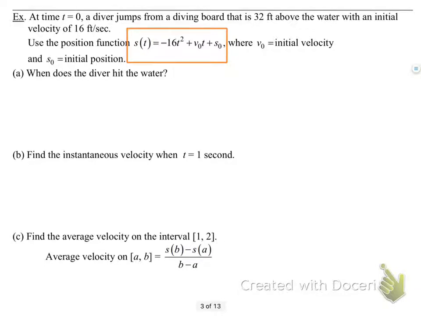At time t equals 0, a diver jumps from a diving board that is 32 feet above the water with an initial velocity of 16 feet per second. Use the position function s of t equals negative 16t squared plus v naught t plus s naught, where v naught is the initial velocity and s naught is the initial position. You have the initial position right up here, and the initial velocity right here.